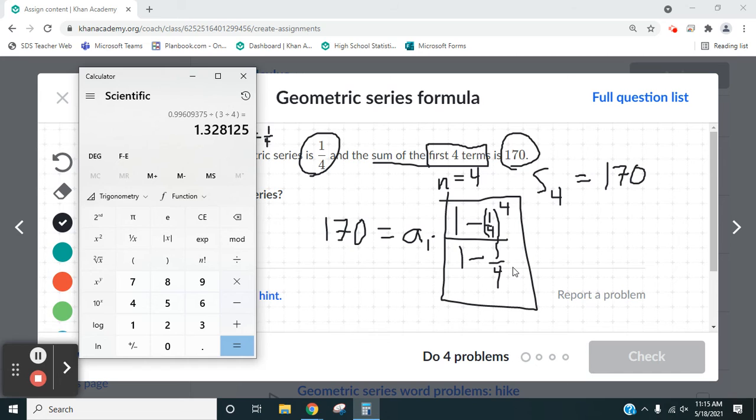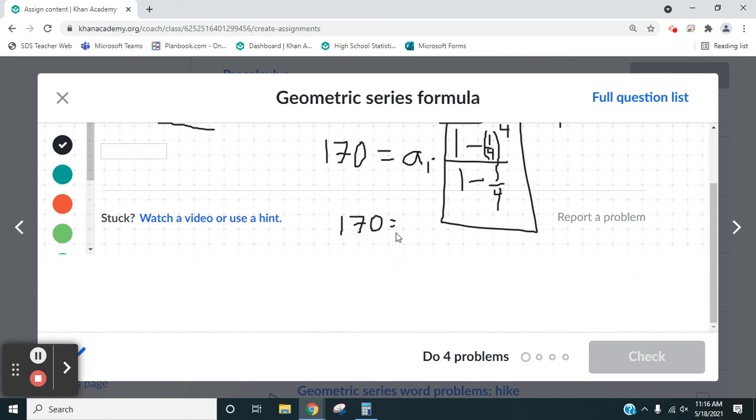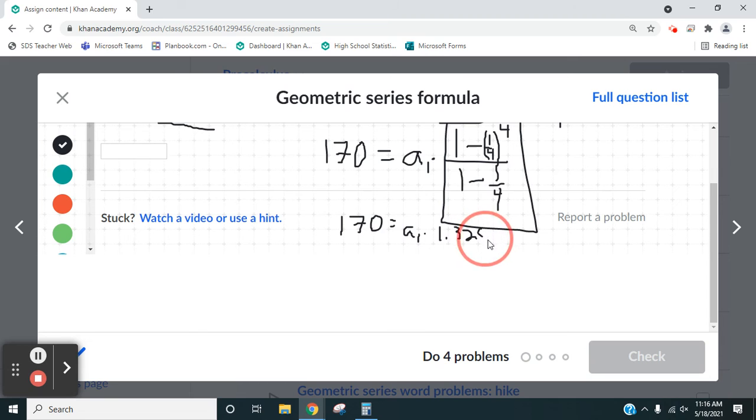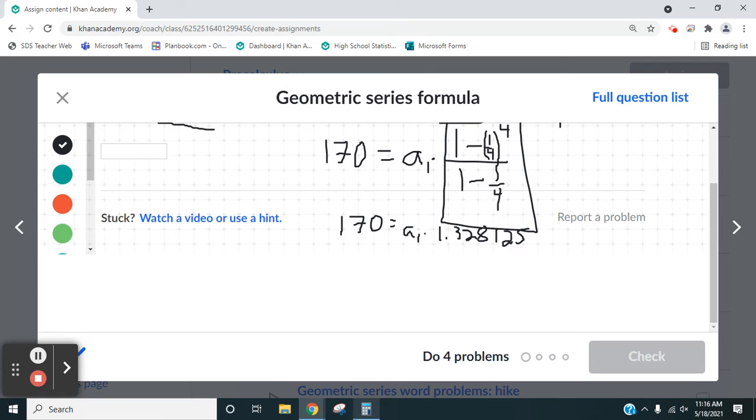So I got that. Everybody else get that? Now, you might get a fraction, some kind of crazy fraction. I'm not sure what that would be. Actually, I can get that. Yeah, there you go. Something crazy. All right, so that's right. Yep, 170 equals, oh, geez, I didn't leave myself enough room. A1 times 1.3288125. And yeah, now we just have to divide.